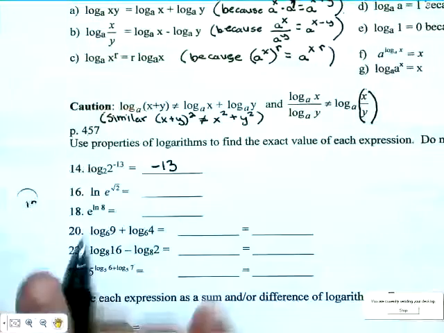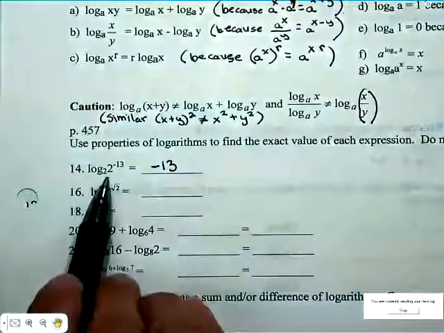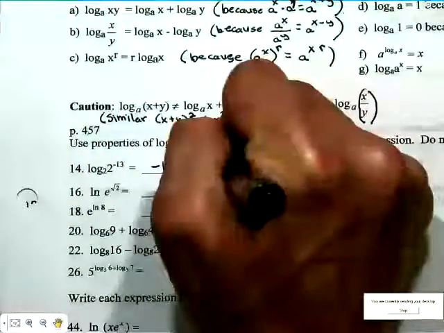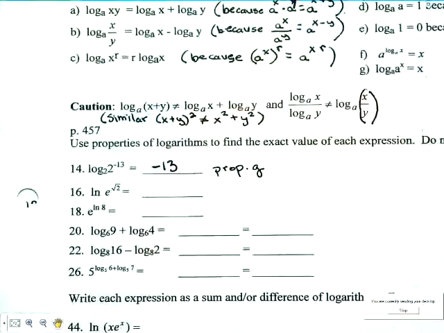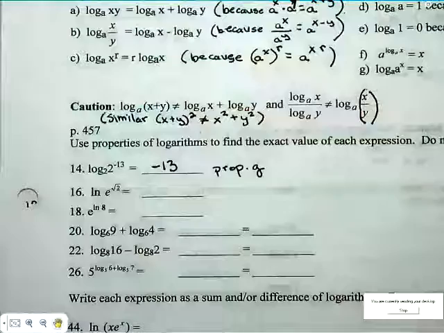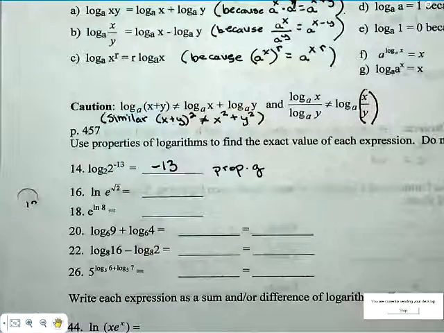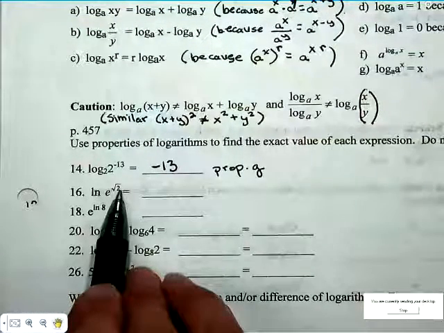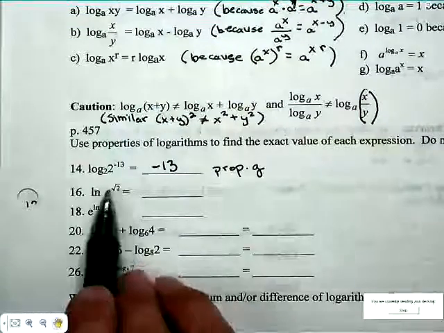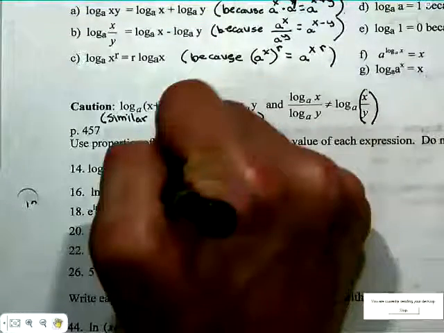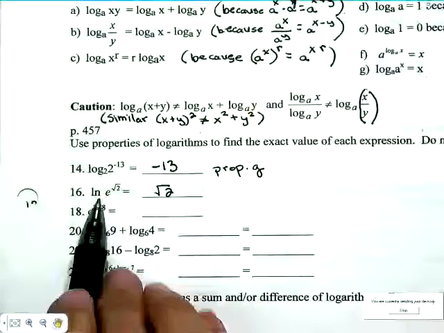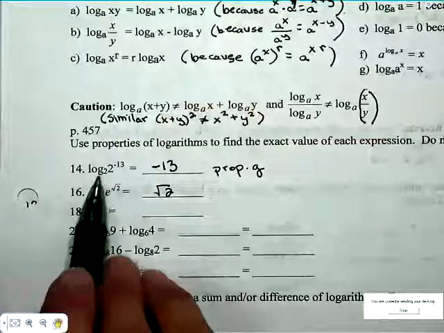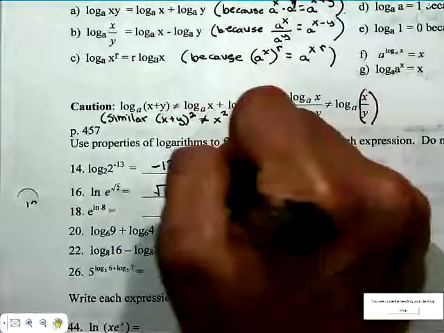Log base 2 of 2, those undo each other and just leave you the negative 13. If you want to label it something, that's property G. That's what property G is saying. What about number 16? Natural log of e to the square root of 2? What would that be? Just square root of 2, because that's the same as log base e of e. They undo each other just like log base 2 of 2. That's property G as well.